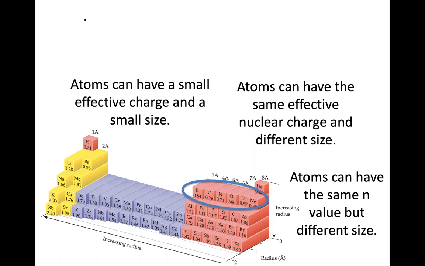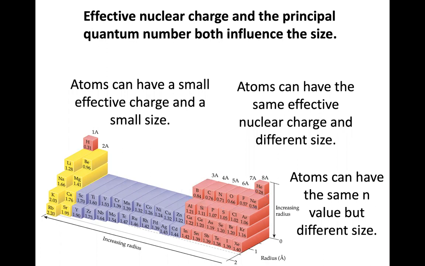It's not just memorizing one specific thing. If they give you what the particular value is and ask you to explain it, to me, it comes back to what is the charge acting on that electron? And by charge, I mean, what is the effective nuclear charge? And second is, what atomic orbital is it filling? Both the effective nuclear charge and the principal quantum number influence the size.